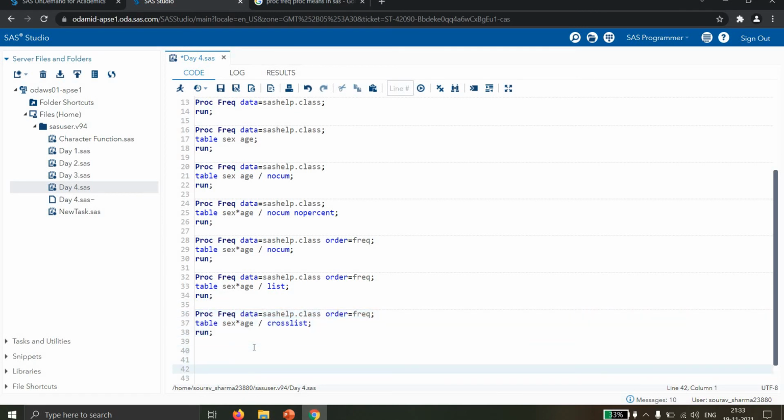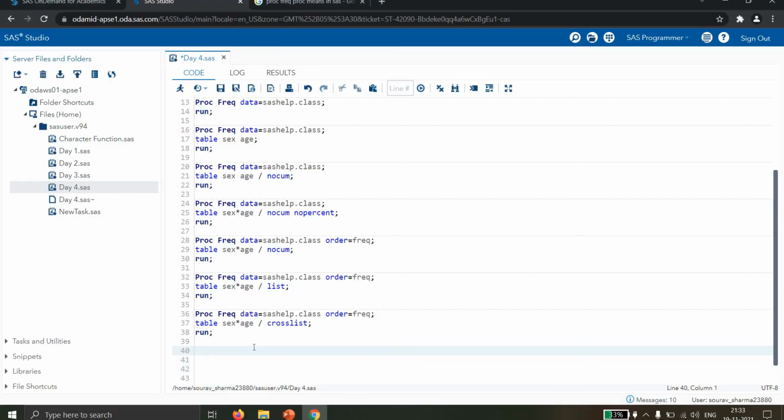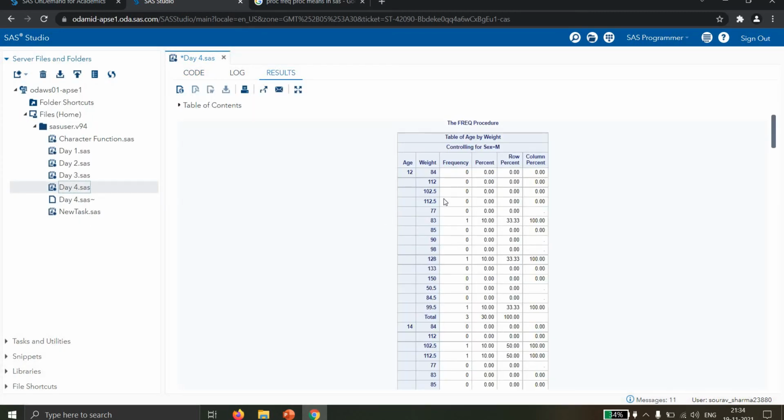Let's suppose I'm looking for an n-way frequency. Let's suppose we have gender and age, and I'm looking for the weight also. So this is a three-way frequency. You can say this is an n-way frequency. You can add more things like this. Now we have the weight also here.